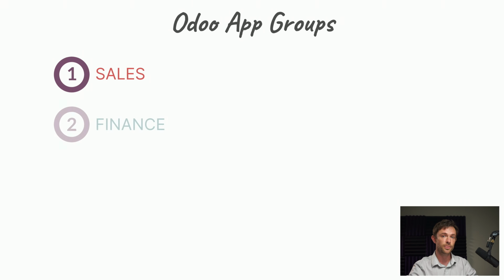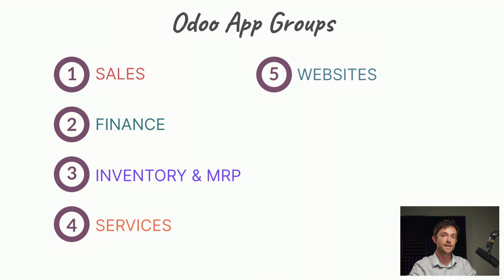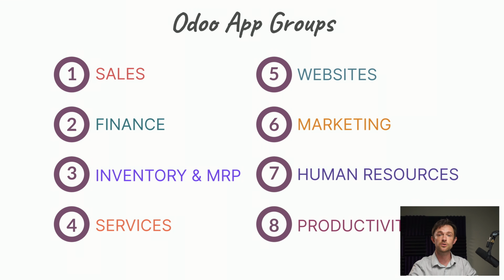And we're going to go through it one app group at a time, just like what's on our website. If you look at our website, you'll see we organize them by different business groups because it's easier that way. So we're dividing it by sales, finance and accounting, inventory and manufacturing, the services apps, websites, marketing, human resources, and then just general productivity apps. So those are our 8 groups.